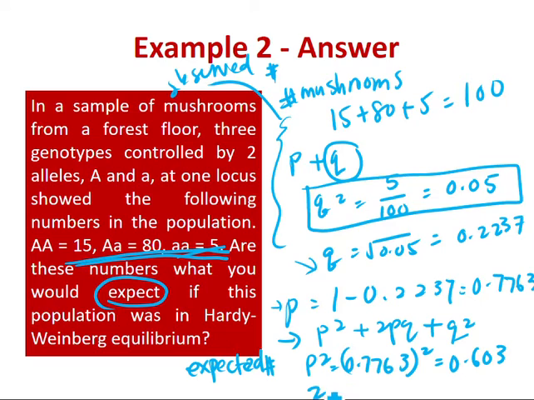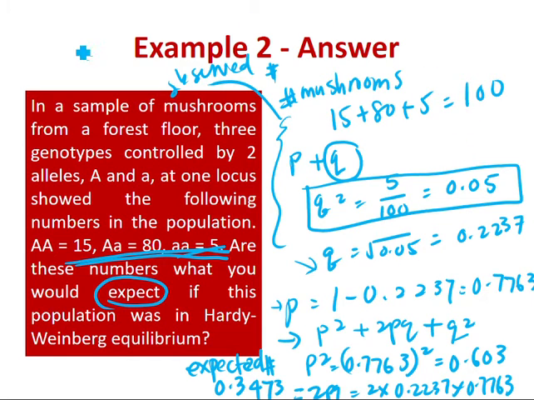Now what's left is 2PQ. 2 times 0.2237 times 0.7763, which is, let's calculate that, 2 times 0.2237 times 0.7763. So you'll get 0.3473. So what do we do with this number?